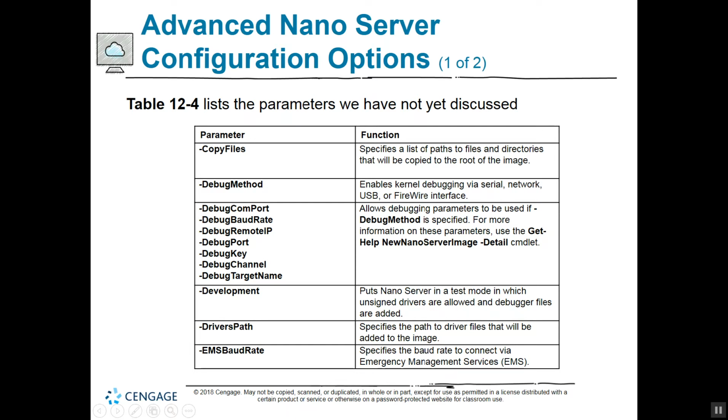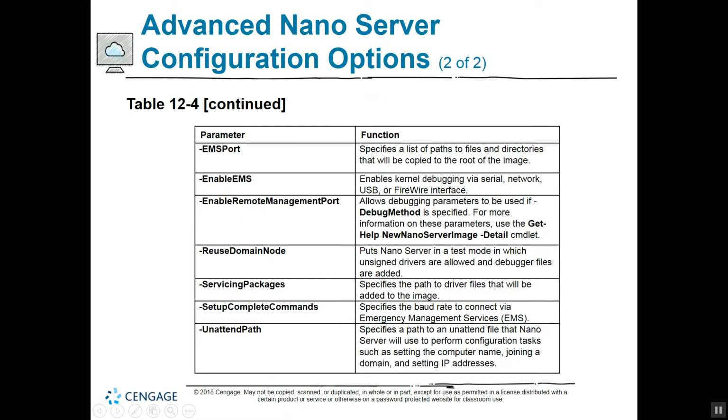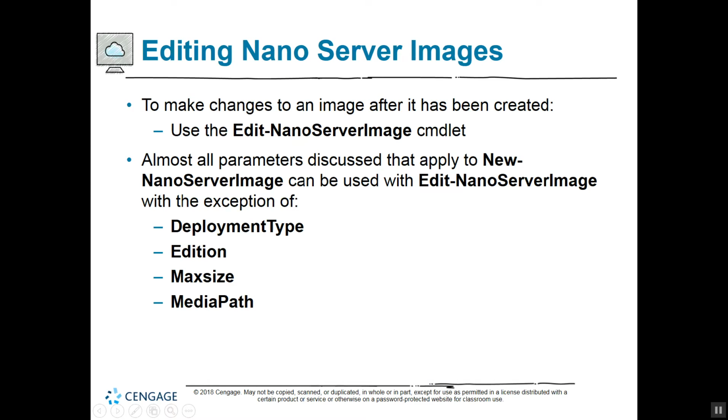So there are some parameters we haven't talked about: copying files, debug method, drivers path, EMS port, reuse domain node. Like I said, probably a bunch of times now from the start of the course to now, anytime you get a chance to use cmdlets and PowerShell, use it.